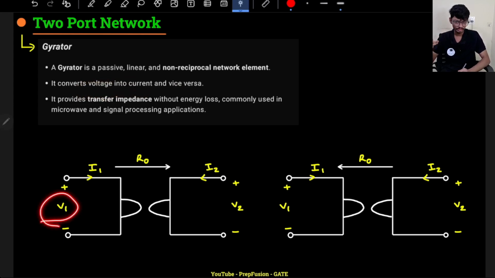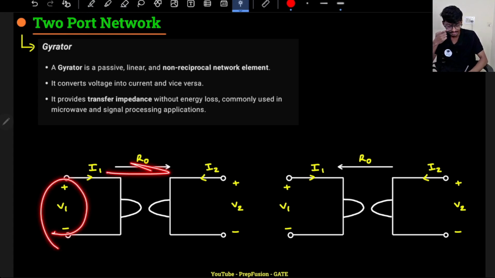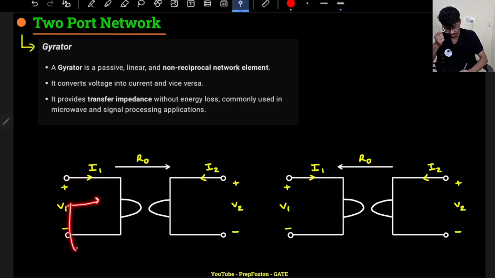So let's say I have a voltage V1 and current I1. If I move from the left hand side to the right hand side, it will provide a resistance of RO. Basically your V1 will be RO times I2. What I mean is, from the first equation, this V1 voltage source will see an impedance of RO, and that will be in terms of I2. So this much information you have to keep in mind.